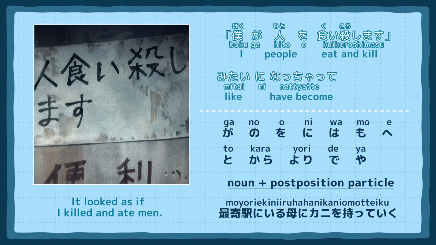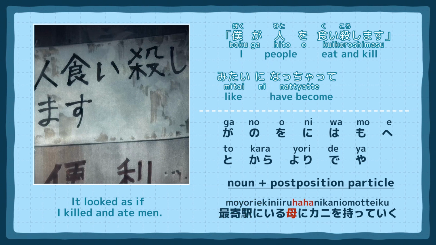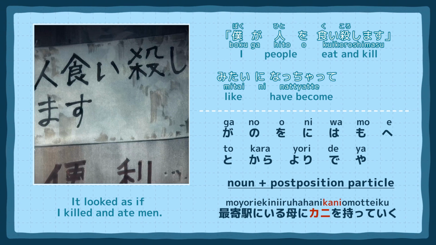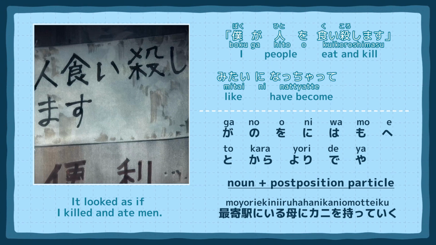最寄り駅にいる母にカニを持っていく。最寄り駅, closest station. 母, mother. カニ, crab. 持っていく, bring, to go. I bring the crab to my mother who is in the nearest station. I know this doesn't make sense. No one brings a crab to the station. But anyway, it's just an example.